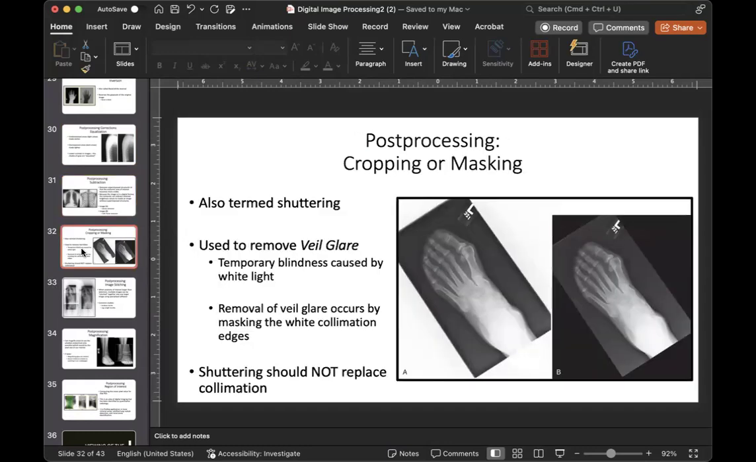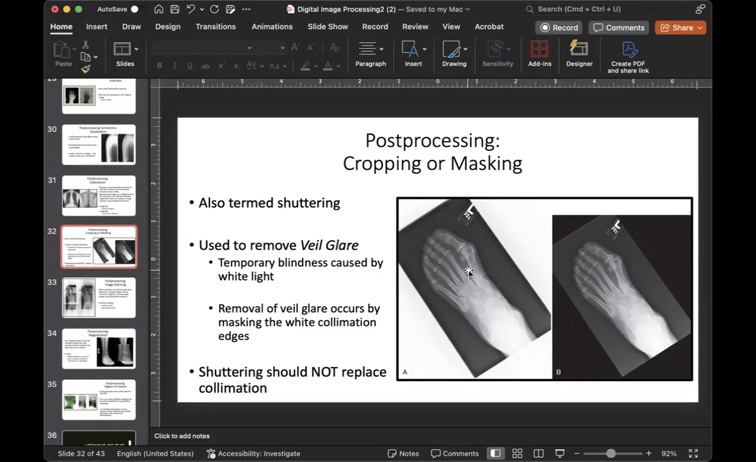Cropping or masking. So this is something you shouldn't do regularly. The only reason you are to use this is to remove this whitened area. You see how there's white areas here because the collimation isn't identified. And then now when we use cropping or masking, it looks like this. That is what you're supposed to use it for. You're not supposed to use it to collimate after the fact. That has no bearing. That does nothing.